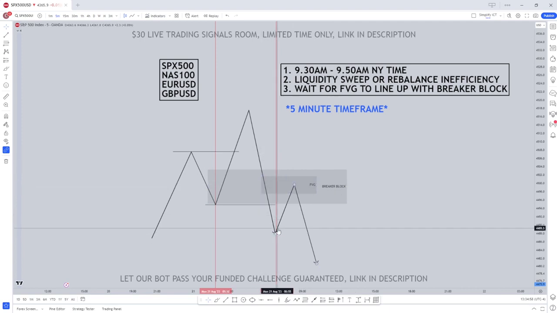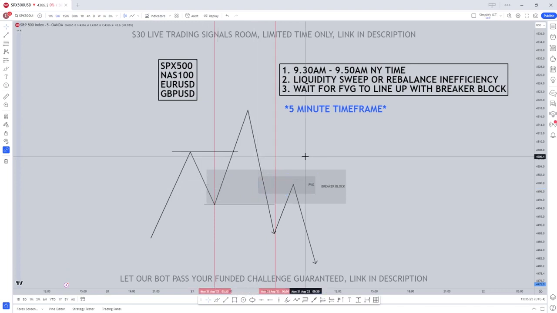As price closes below, we want to see an FVG form in line with this breaker block, right? This is a very, very high probability trade, and this is one of ICT's favorite setups. Then simply we're going to look for our entry within this breaker block. So you could look for your entry either here or within this FVG.